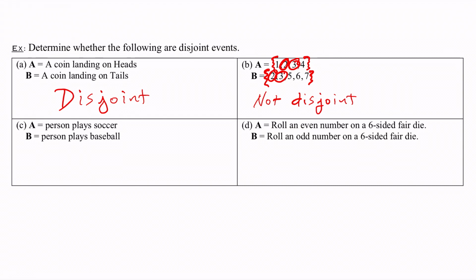In example C, we have the event A being a person plays soccer and the event B being a person plays baseball. So we could have, for instance, an athlete that plays both soccer and baseball. And so these would also be events that are not disjoint.